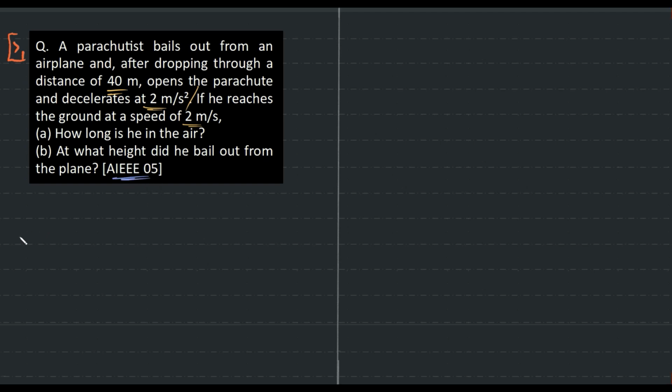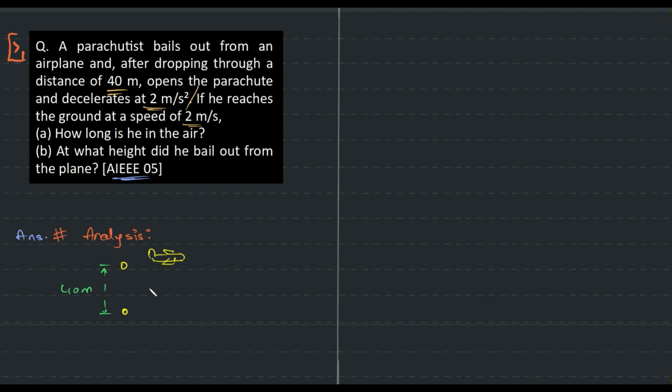It has appeared in an exam. So my advice is always, yes, draw. So we have a person in air dropping out of a plane. Then he drops through a distance of 40 meters. So in this setup, this is 40 meters.